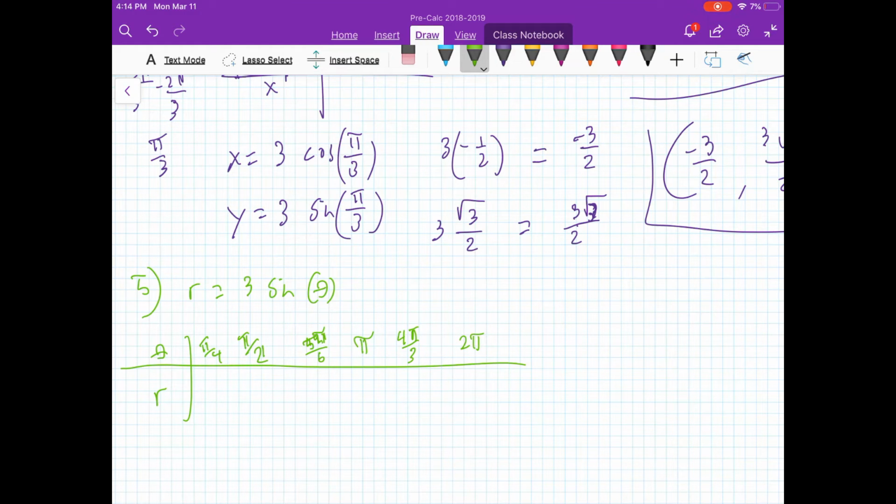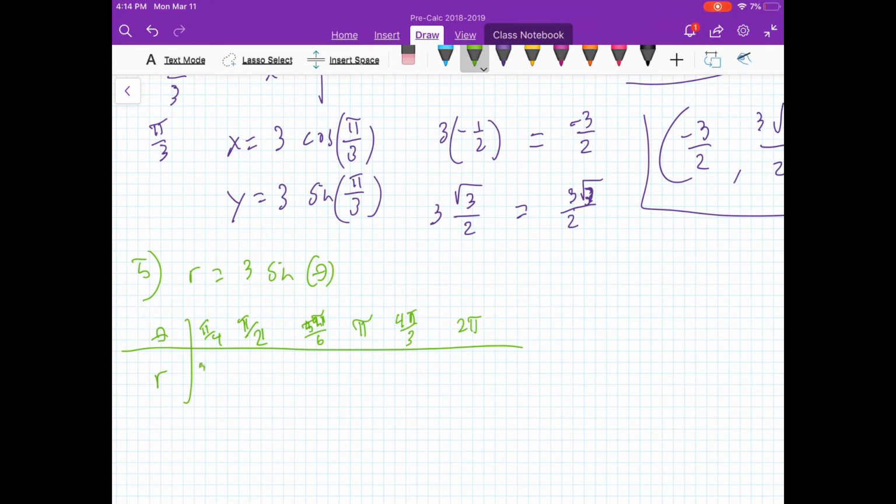So it'd be 3 times, let's see, sine of pi over 4 is square root of 2 over 2. And so it would be 3 times the square root of 2 over 2. Let's use a different color to show the answer. So this would be 3 times the square root of 2 over 2. And then for pi over 2, the sine of that is just 90 degrees, so that'd be 1. So 3 times that would be 3.